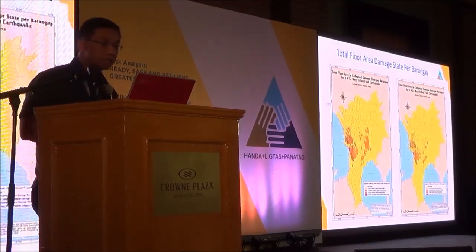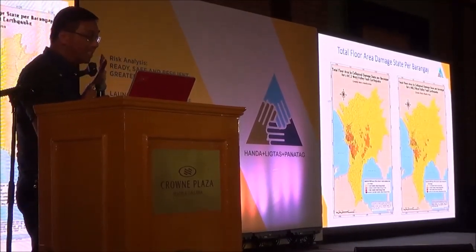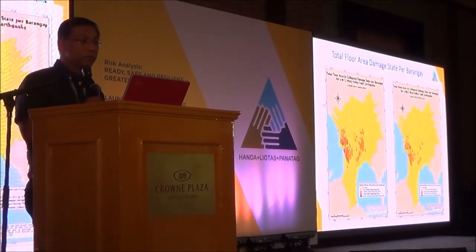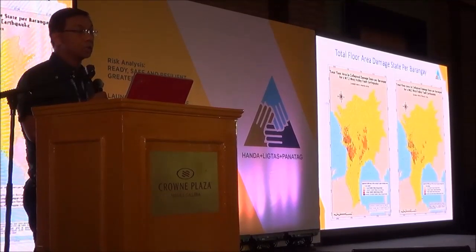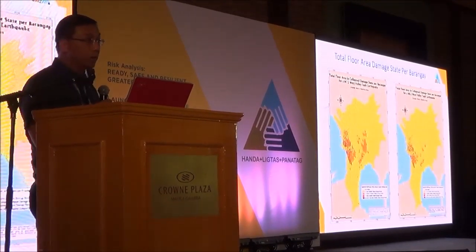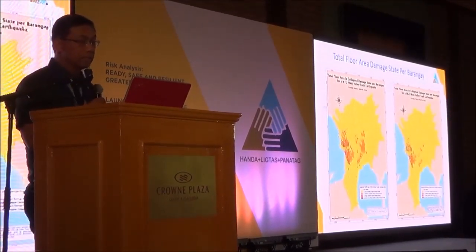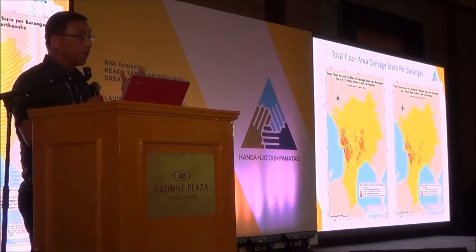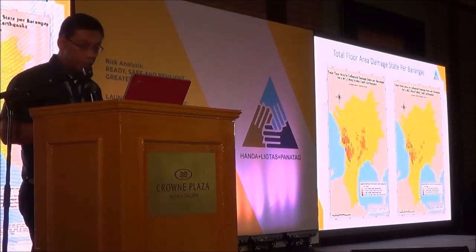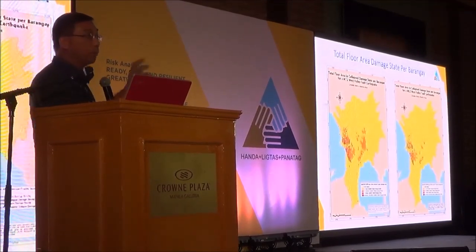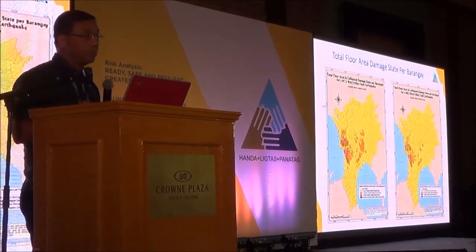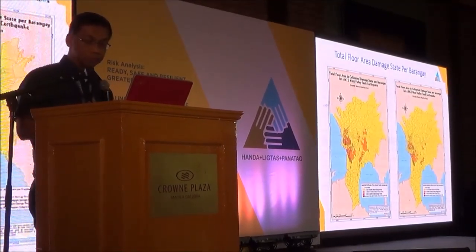So what are the impacts? Again, to the left would be the 7.2 scenario, to the right would be the 6.5 scenario. First, we have maps showing the total floor area damage state per barangay for all the municipalities. The darker the color, the higher the number of floor areas that are damaged. And therefore, people there will have more probability of being affected also.